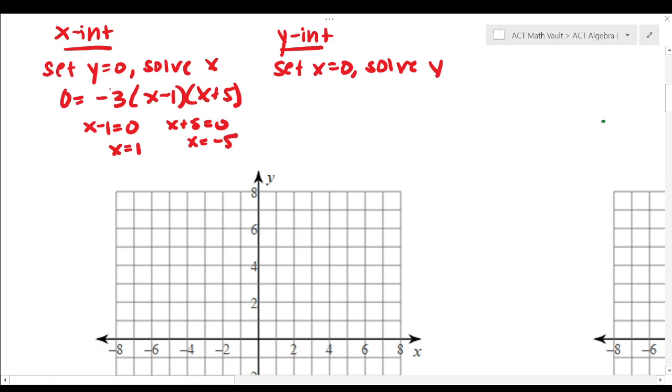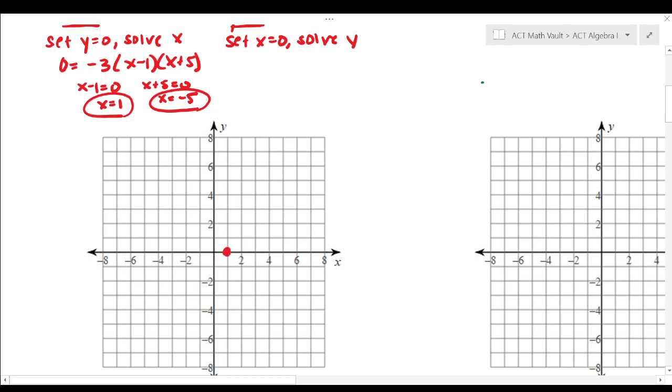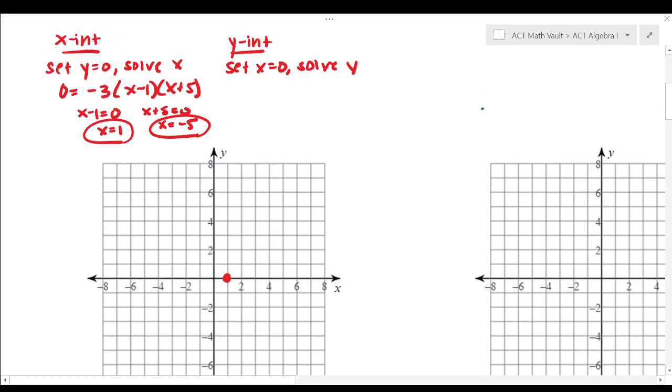Notice I don't really set this -3 equal to 0 because it won't give us an answer. It'll be like no solution. So what we're trying to figure out is just what would the two variables equal. Then I can graph those. So we have 1. That's where it's hitting the x-axis. Remember the intercept? That's at (1, 0), and then (-5, 0) here.